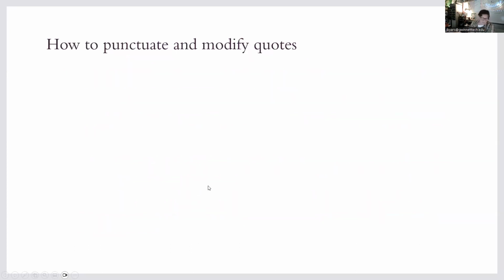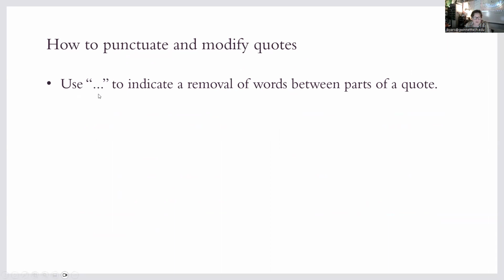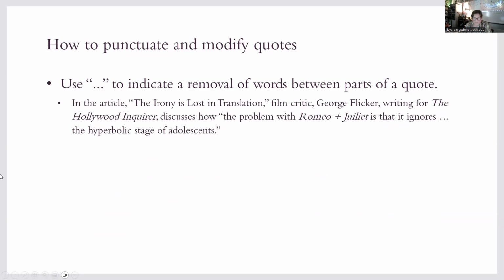Now sometimes you want to modify a quote and use it in a different way. So we can use ellipses to indicate a removal of words between parts of a quote. In this case, you'd say: in the article, the irony is lost in translation. Film critic George Flicker, writing for the Hollywood Inquirer, discusses how the problem with Romeo and Juliet is that it ignores, ellipses, a hyperbolic stage of adolescence. Okay, I shortened the quote.